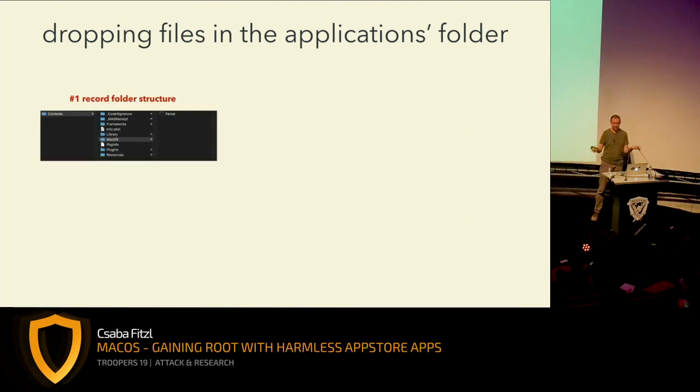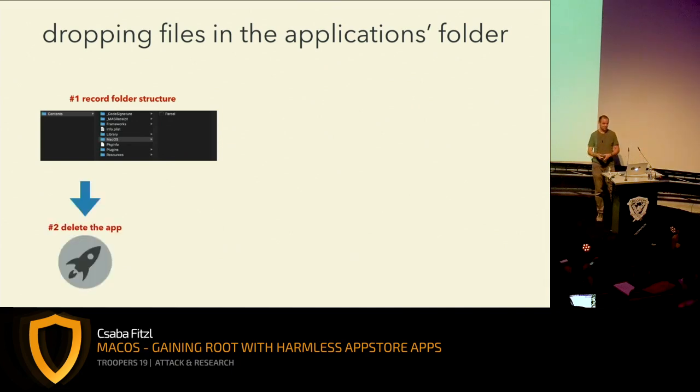So first, check the folder structure of the actual application. So .app, an application which ends with .app, is not a file. It's actually a folder. It's like a sort of package, but it's a folder containing resources. Think of an installation directory on Windows. It will contain all the executables, resources, dylibs, the plist files, and most of the things that the application requires. So just explore it and record where you want to drop your actual file.